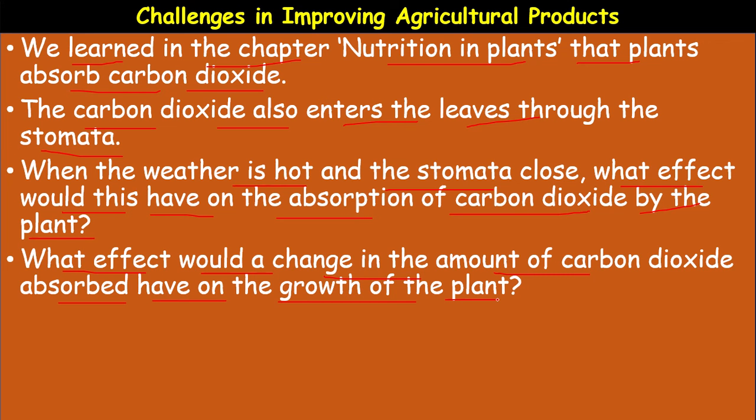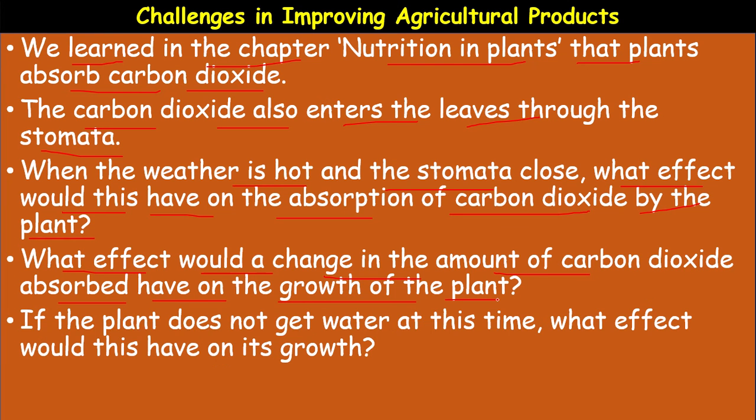Okay. So, further on we are going to discuss the classification of the elements based on the quantity of nutrients required by the plants. Okay. So, what effect would a change in the amount of carbon dioxide have on the growth of the plant? The carbon dioxide is required for the preparation of starch. In a similar manner, when the weather is very hot, the stomata will close. Okay. A slight opening will be there through which the required amount of carbon dioxide enters inside.